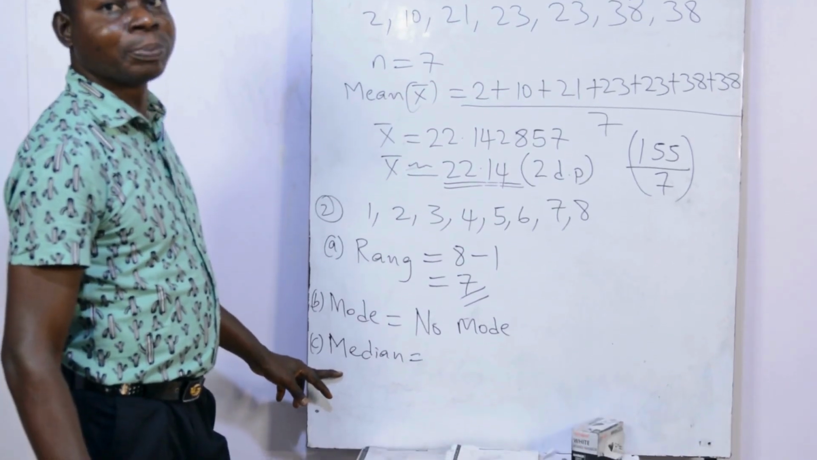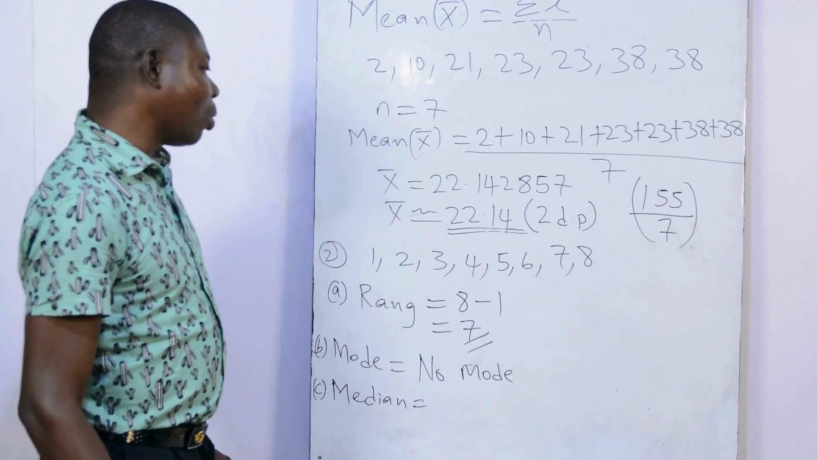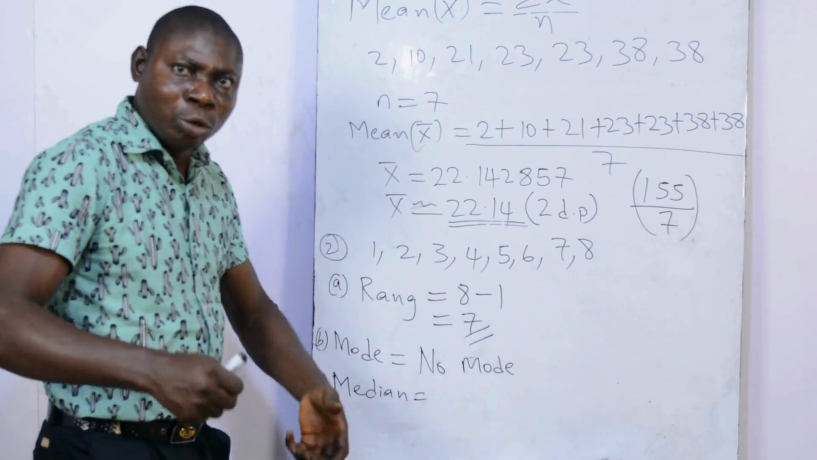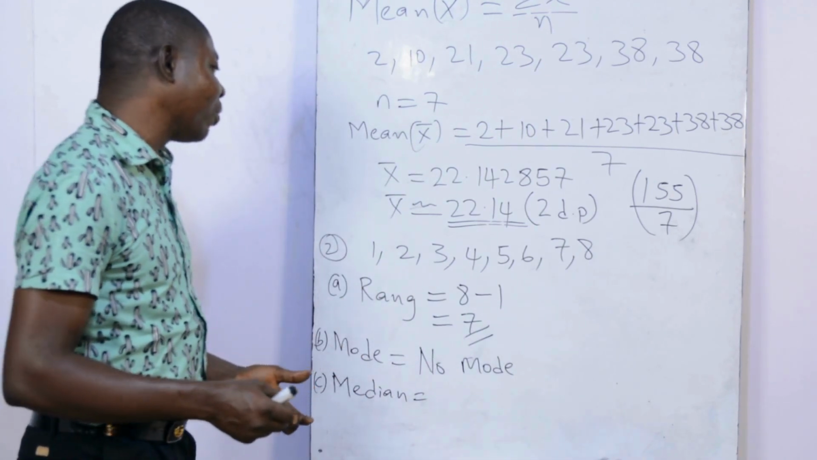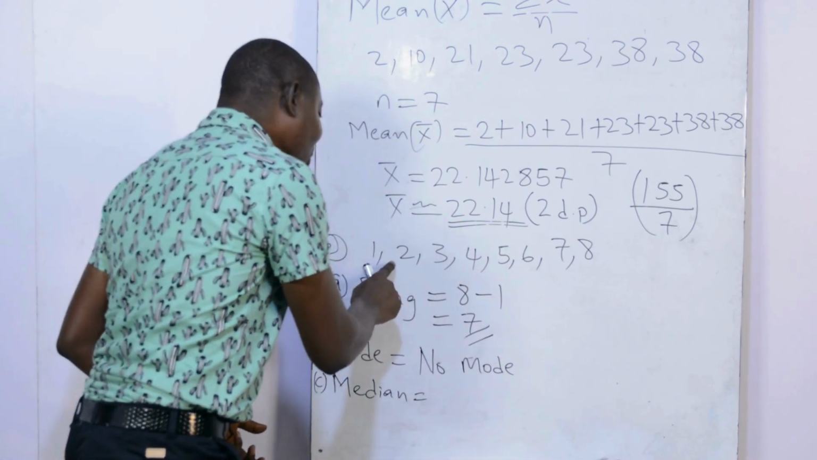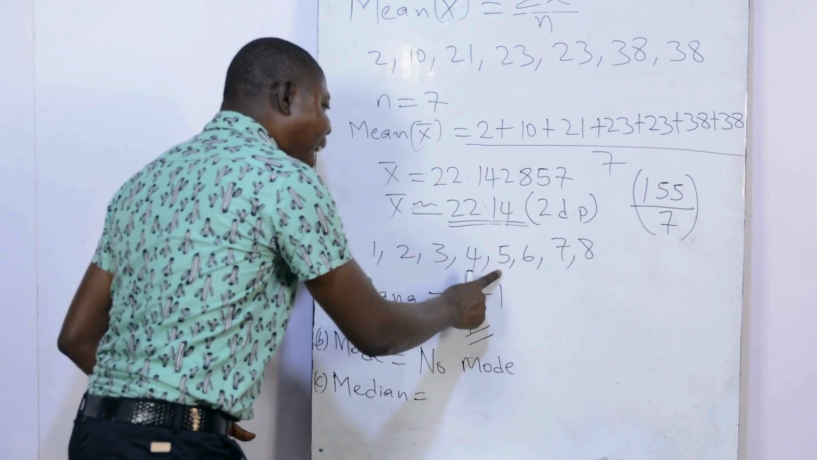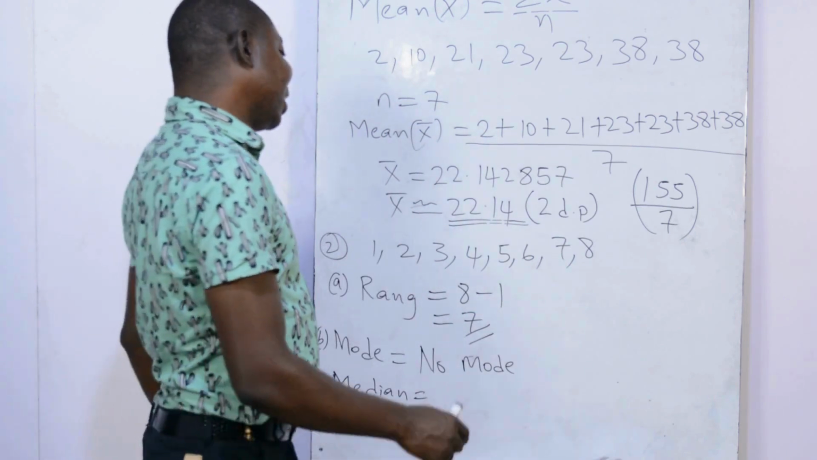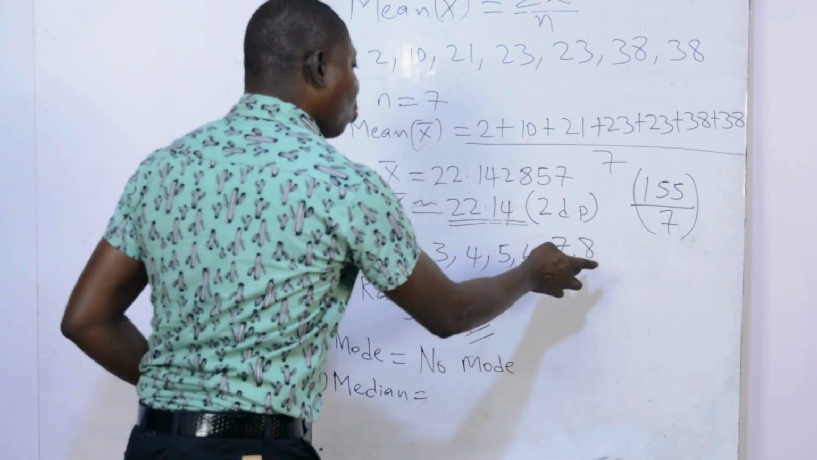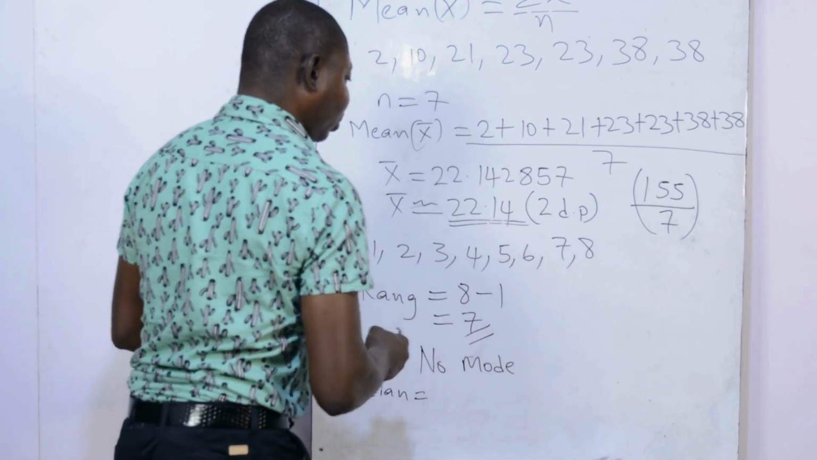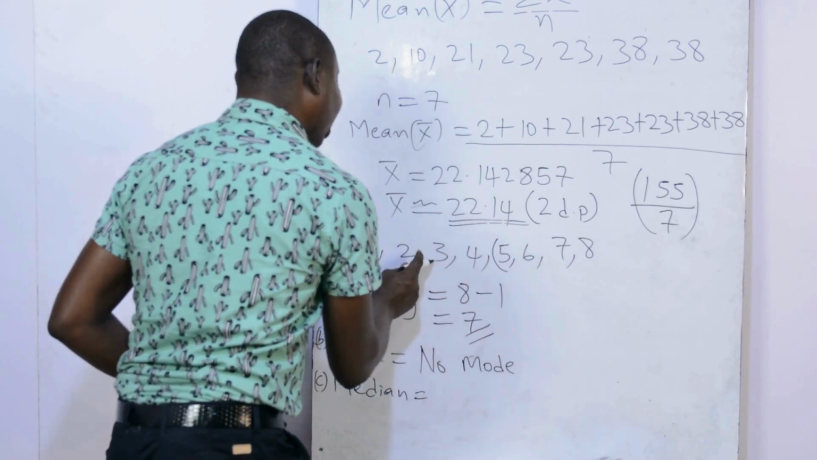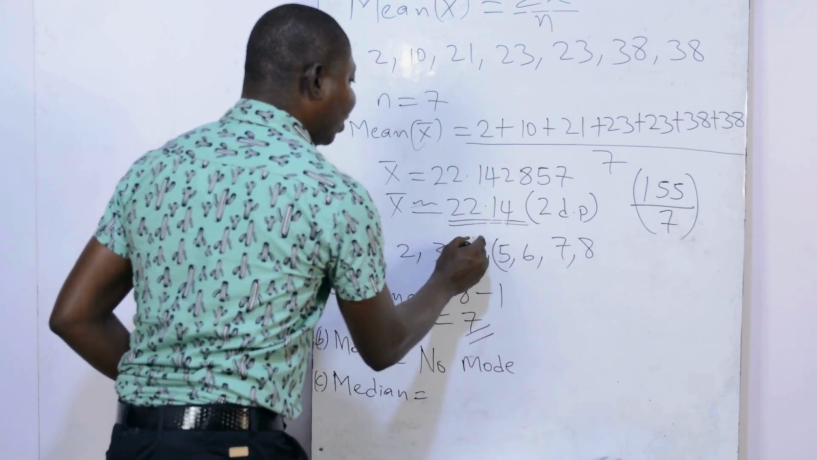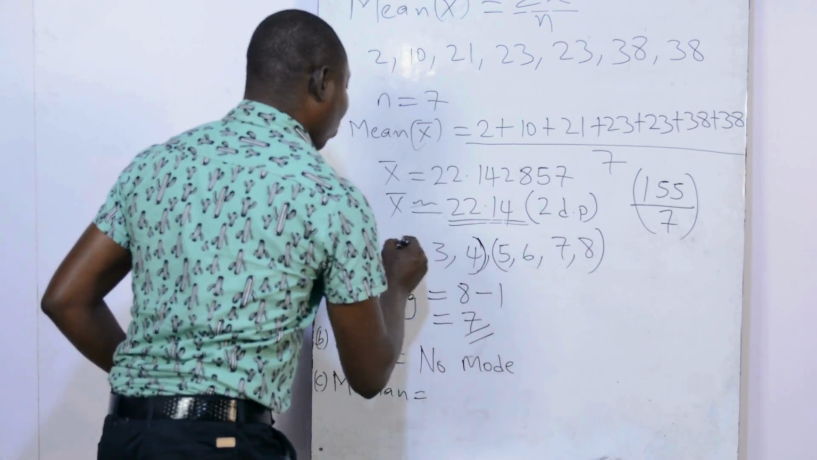Let's move to median. Now I told you median is the middle value. So you don't need to stress yourself too much. Count the number: 1, 2, 3, 4, 5, 6, 7, 8. So our n is 8. Then divide it by 2. If we divide it by 2, we have 4.